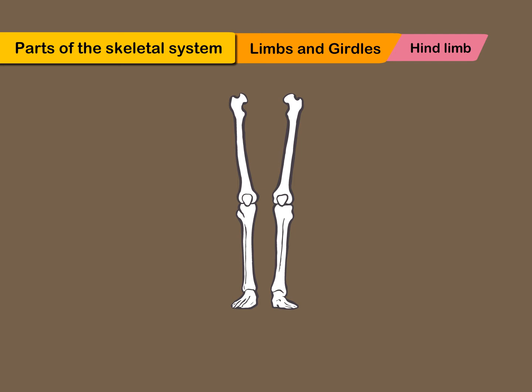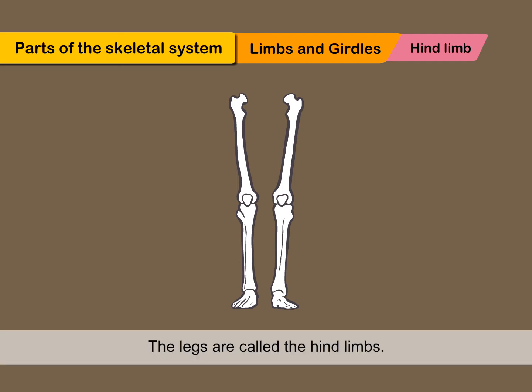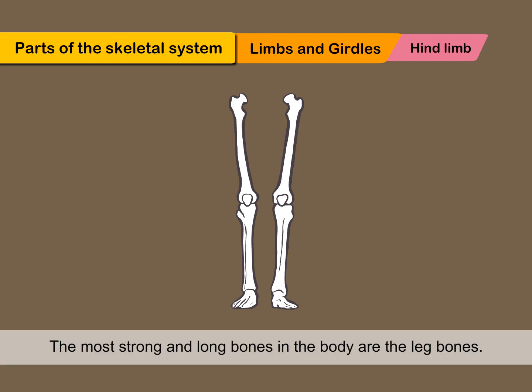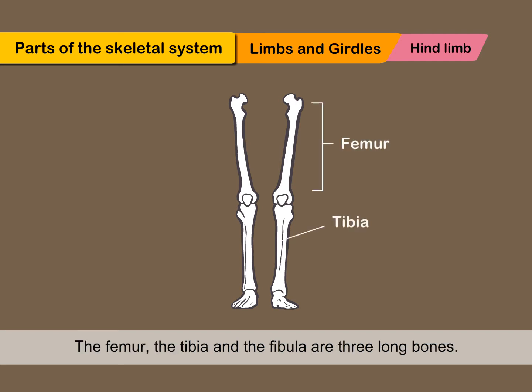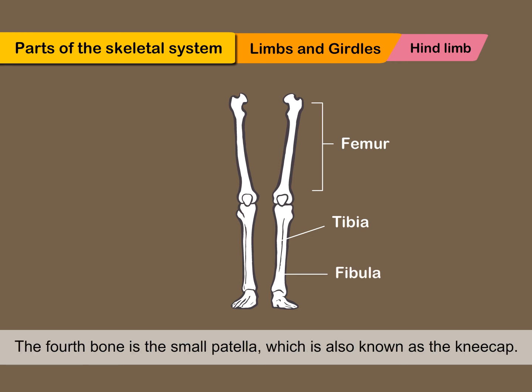Hind limb. The legs are called the hind limbs. The most strong and long bones in the body are the leg bones. Each hind limb is made up of 4 bones. The femur, the tibia, the fibula are 3 long bones. The 4th bone is the smallest, patella, which is also known as the kneecap.